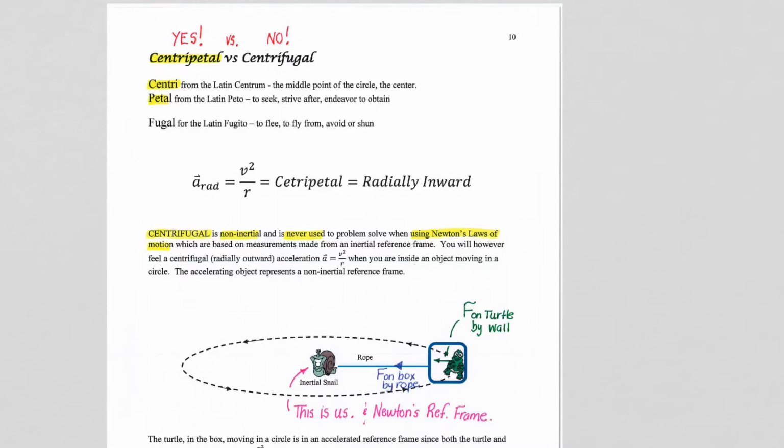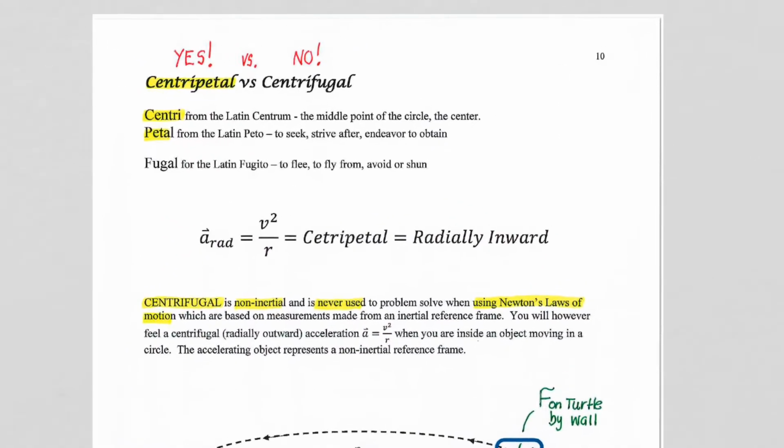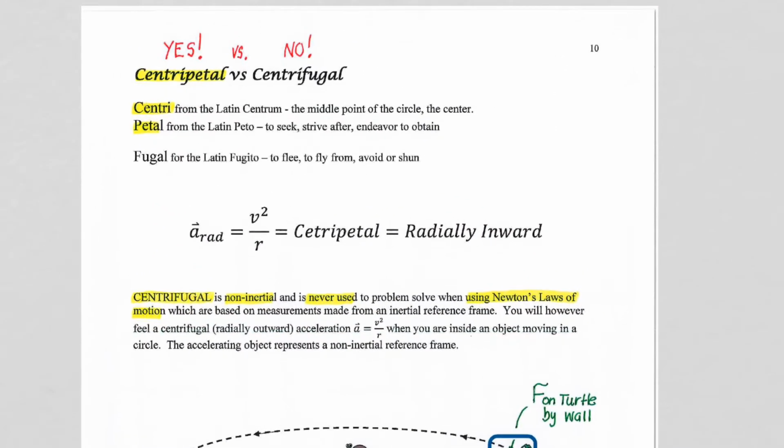On these next 2 pages of notes, we're going to address the centripetal versus centrifugal accelerations that are talked about for circular motion. Now, both are valid words, valid descriptions of effects that occur for circular motion. However, for our problem solving, for this course, please make sure that you get in this yes versus no. We will only ever use centripetal.